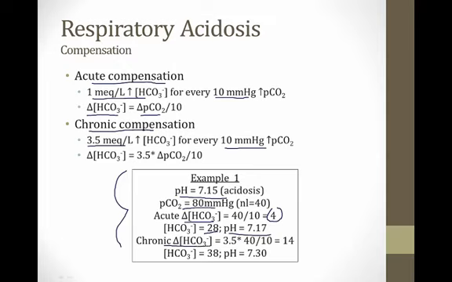We'd get a rise of 3.5 times 40 over 10, or 14. This would take the bicarb from 24 all the way up to 38, and therefore by the Henderson-Hasselbalch equation, the pH would go all the way up to 7.30, so it would be getting closer to normal.